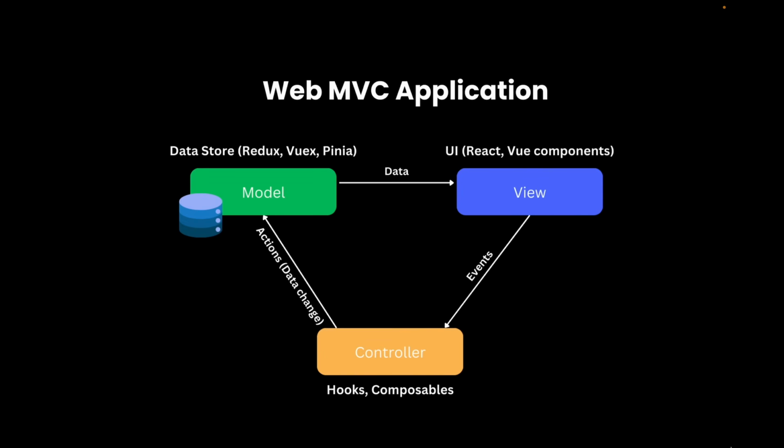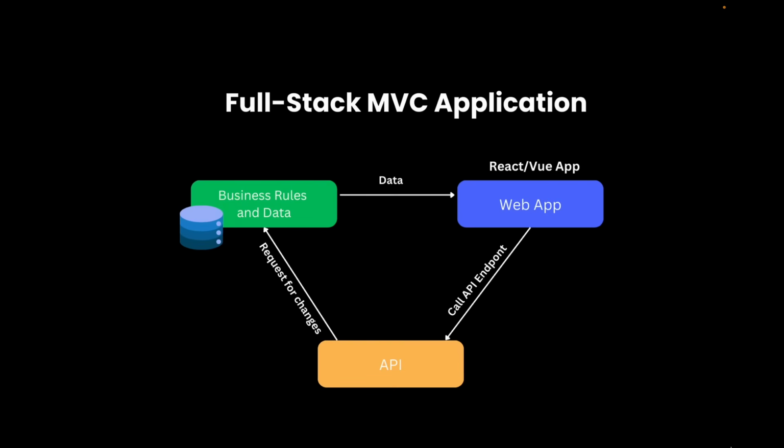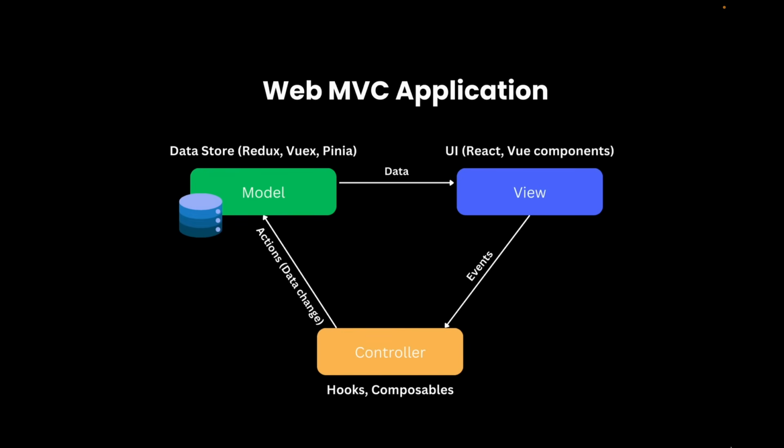And the controller, well, this part is a bit tricky. Some say we don't have a controller in modern frontend apps because the view directly updates the model. Others argue that hooks, composables, or middleware act as a controller-like layer. So depending on how you structure your app, you might have a clear controller layer or none at all.